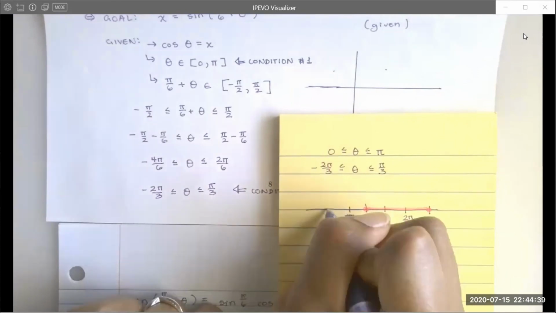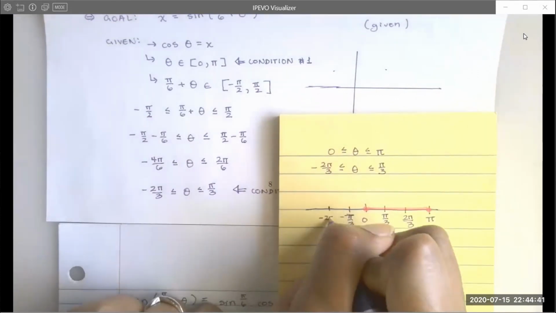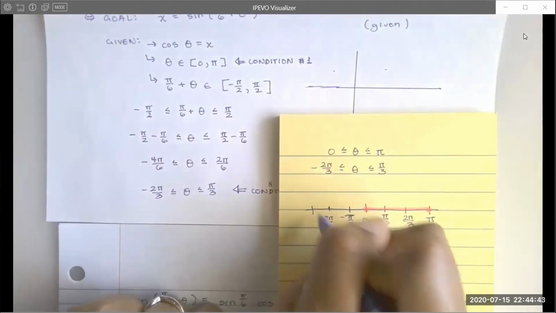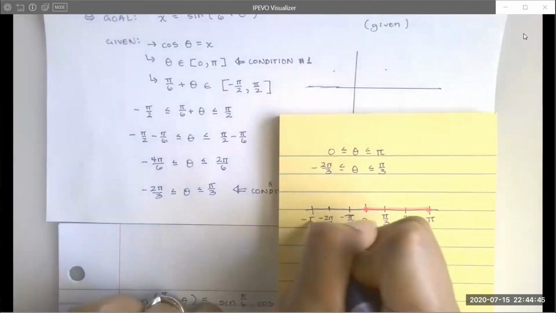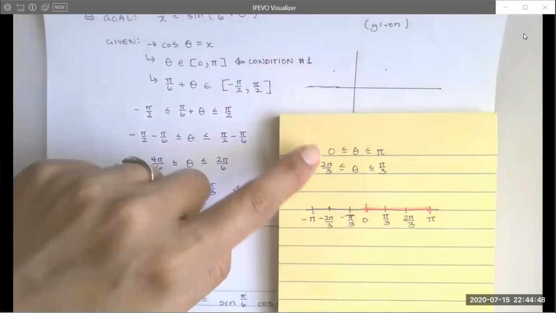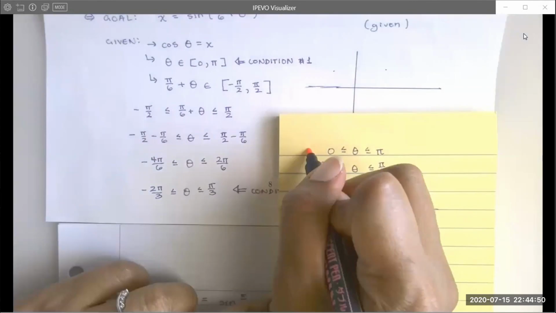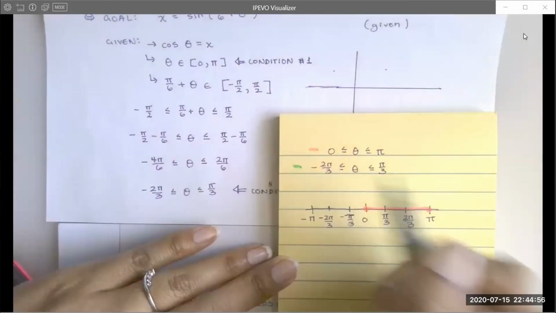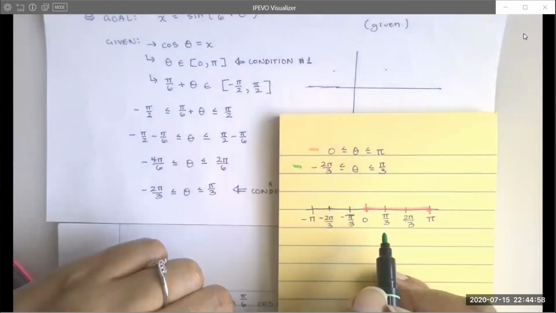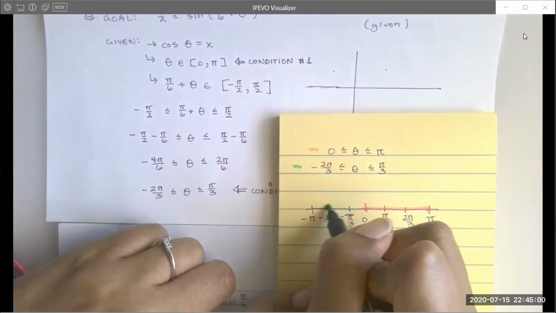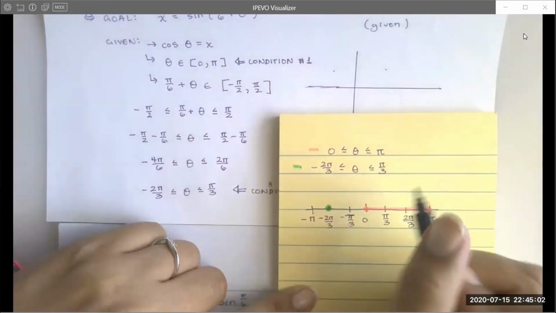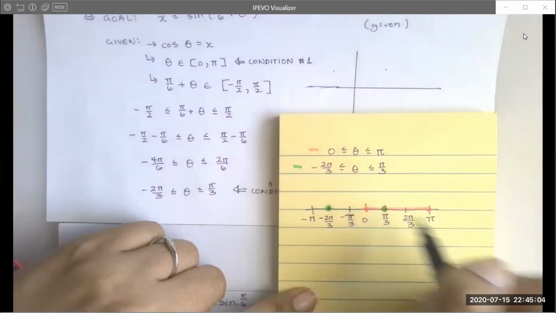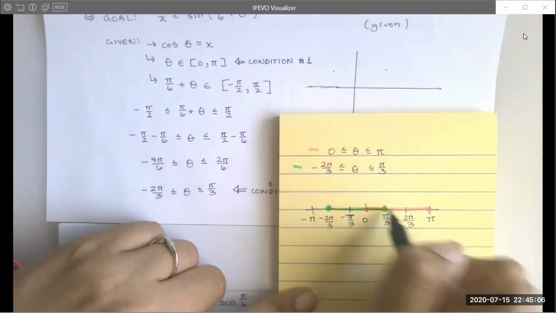And then the negative 2 pi over 3. And then the negative pi. Okay, so drawing now the second inequality, I'll do that one in green. That one would be from negative 2 pi over 3 included up to pi over 3 included. That would be these numbers right here.